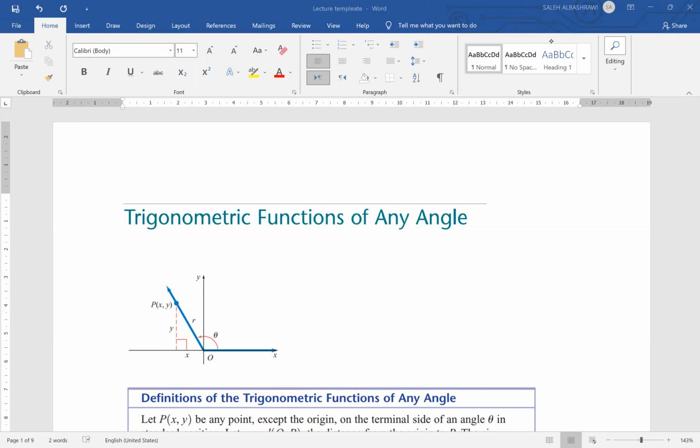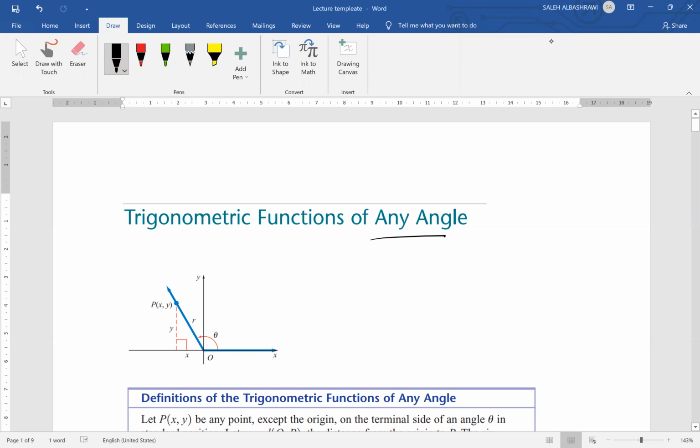In this section or topic, we are going to speak about the trigonometric functions of any angle. An angle means it can be acute or non-acute. It can be less than 90 or more than 90 degrees. So let's start with the angle in the standard position.